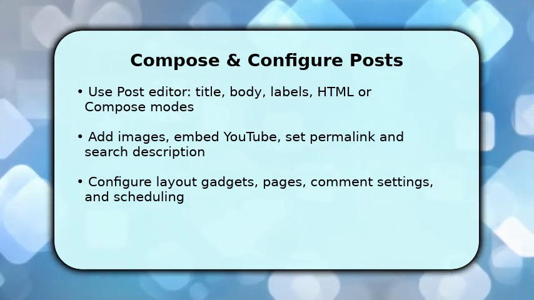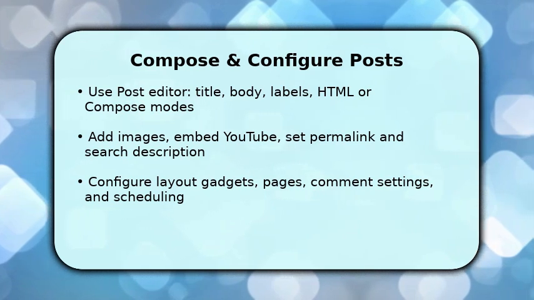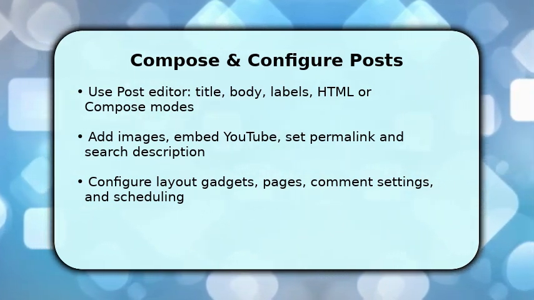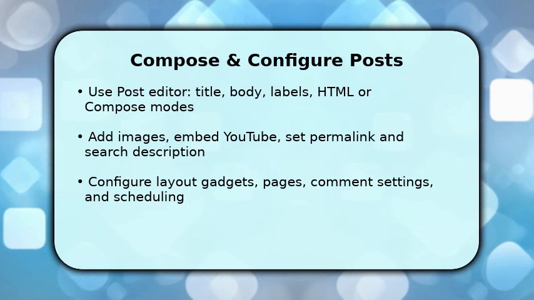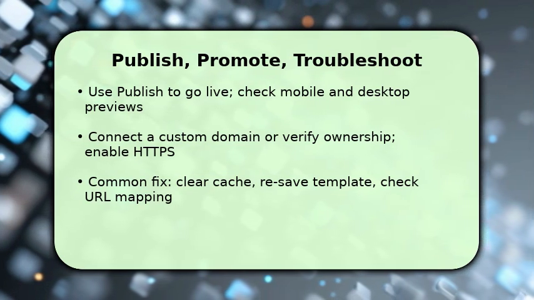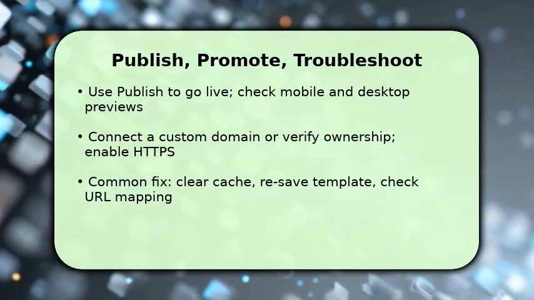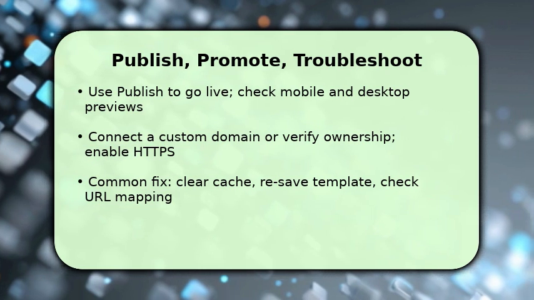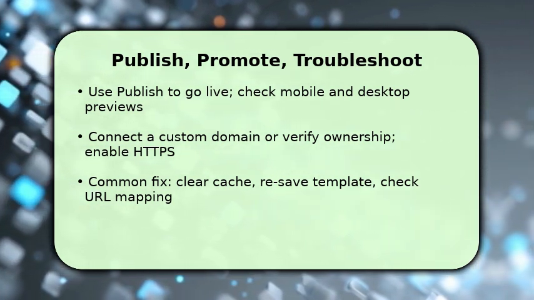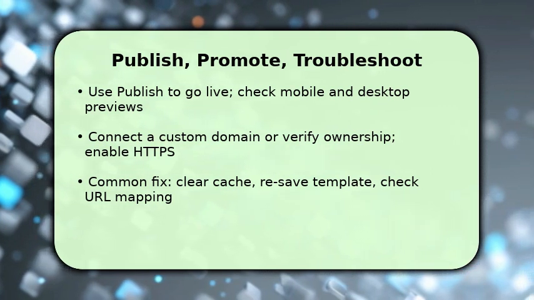Next, open Layout to add gadgets and create static pages. Adjust comment settings and use scheduling to publish at optimal times for your audience. You're ready to publish. Hit publish and immediately preview on mobile and desktop to confirm formatting. Once live, connect a custom domain in settings if you prefer a branded URL and enable HTTPS for secure access.